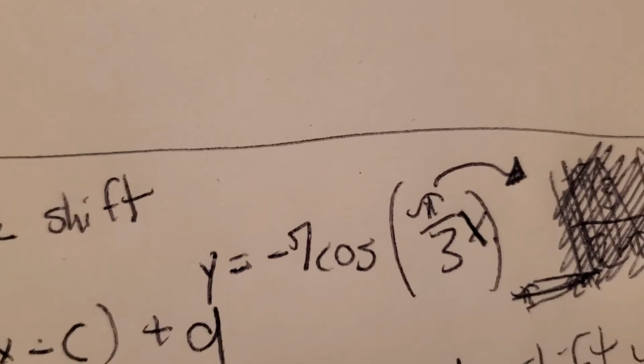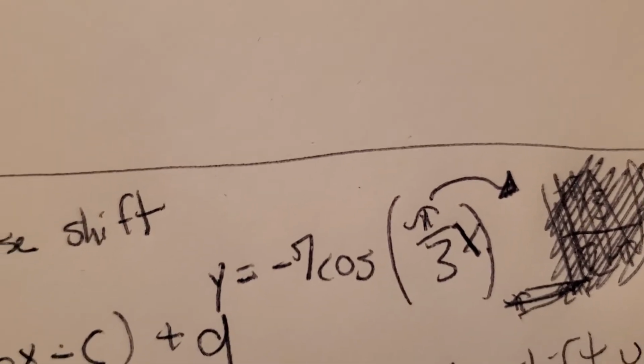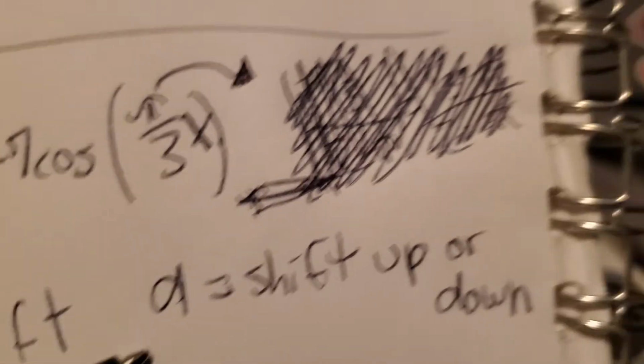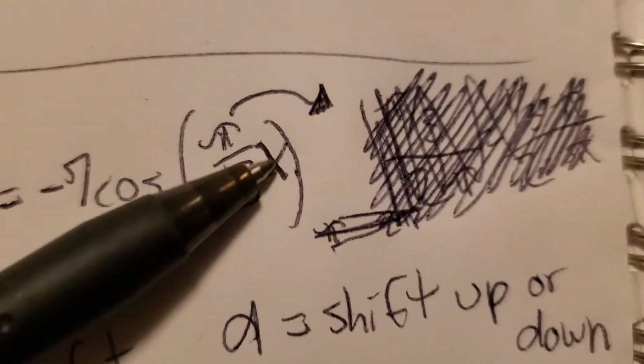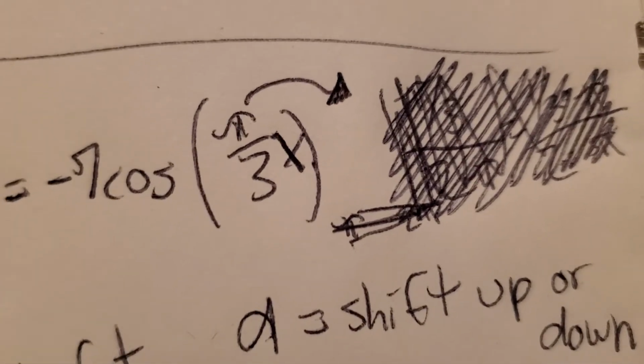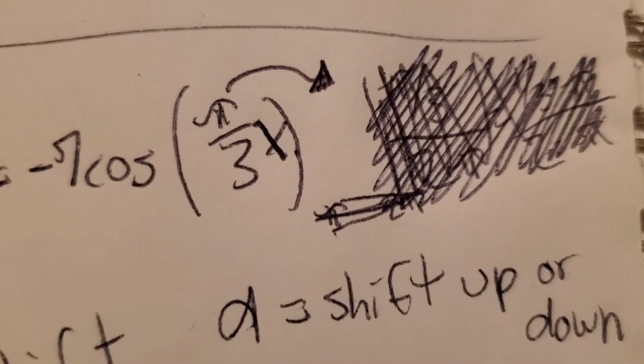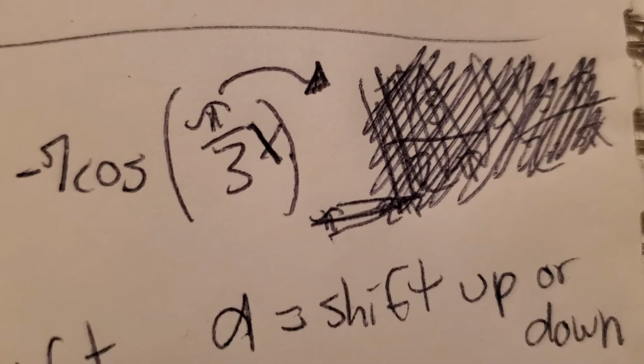And then in order to find the shift up and down, you look at the D, and there's no D in this equation either, so you're not going to have any shift up and down for this graph.